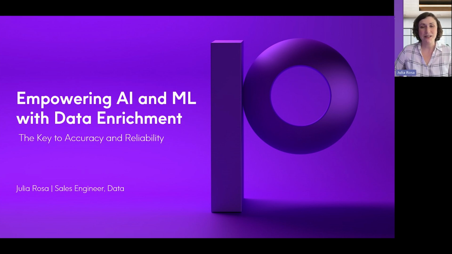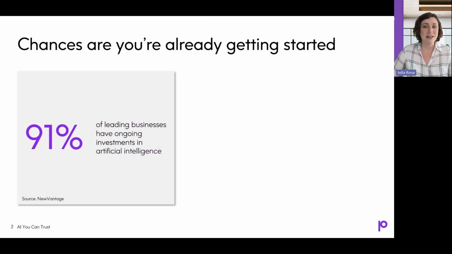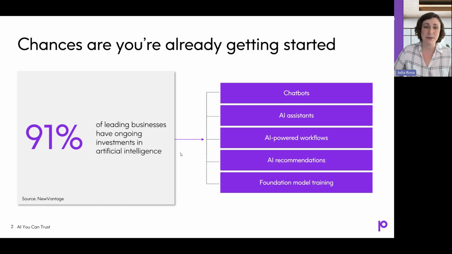Hi, my name is Julia Rosa. I'm a sales engineer here with Precisely, and I specialize particularly in our data side of business. Today, I'm going to be talking to you about how you can use data enrichment to further empower your business through AI and machine learning. With the prevalence of AI in the modern world, the odds are that you or your business have already really begun incorporating it into your long-term strategy. In fact, 91% of leading businesses have investments in AI, anywhere from simple chatbots and assistants to model training and aiding in the making of business decisions.